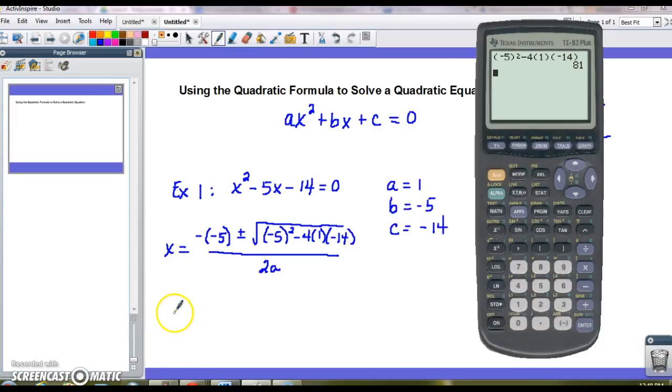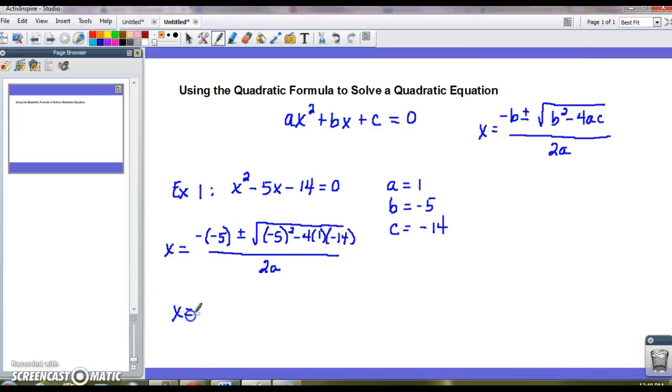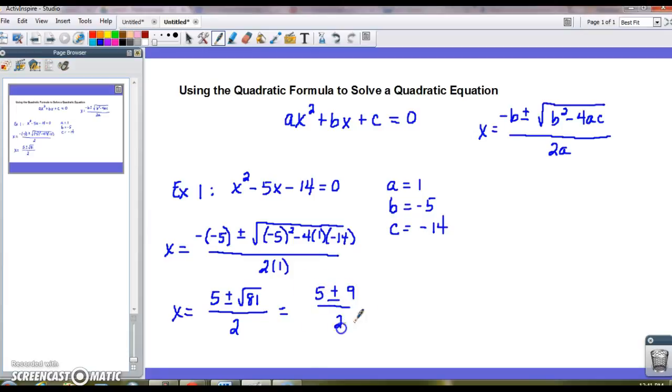So I end up with x is equal to negative times a negative is a positive, so 5 plus or minus the square root of 81, over 2 times 1, which is 2. I could have put 1 in here for a. The square root of 81, I know that's 9, so I end up with 5 plus or minus 9 over 2.